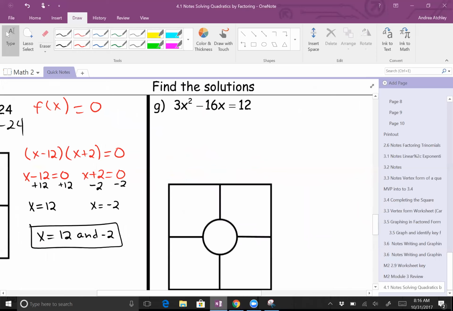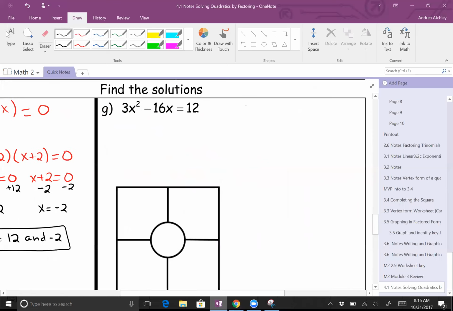Okay, this one, we need to find the solutions. We're going to do the same steps. But there's not an f of x to substitute in a 0 for. So we just need to set this equation equal to 0. In order to do that, that's our first thing. I'm going to set it equal to 0. We want to get rid of this 12. How do I make 12 0? Subtract 12. So I'm going to subtract 12 from both sides.